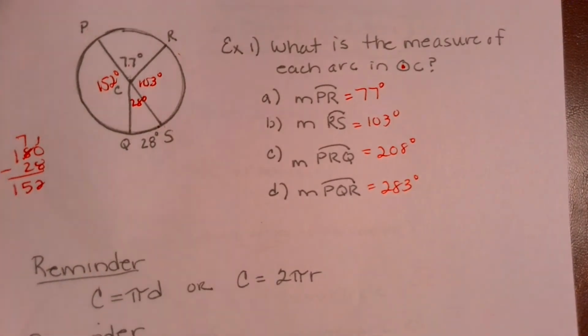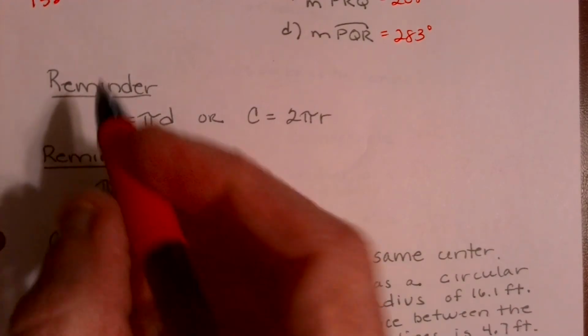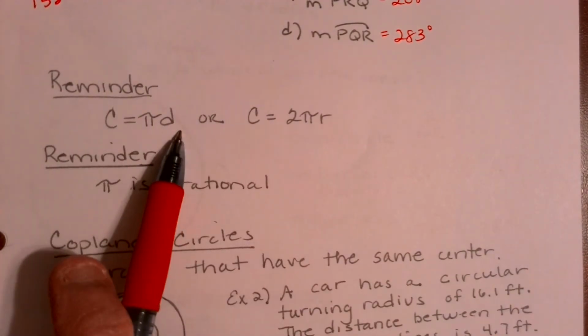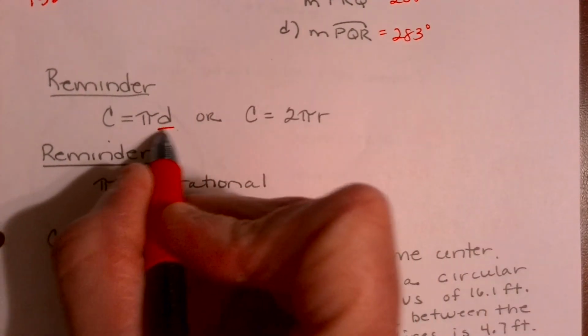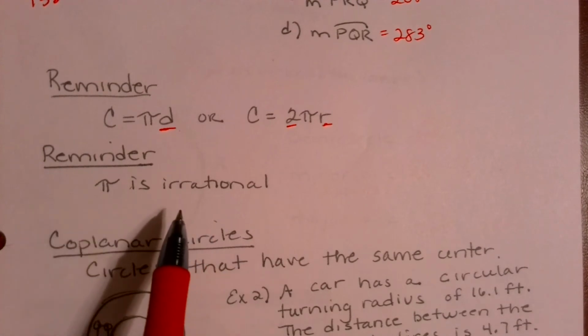So hopefully you guys got those right. Couple reminders. I mean, these are things you know, so I'm just tagging them out here. Circumference is pi times diameter, and remember diameter is the same as 2 radiuses, so you can use either formula. And that pi is an irrational number.